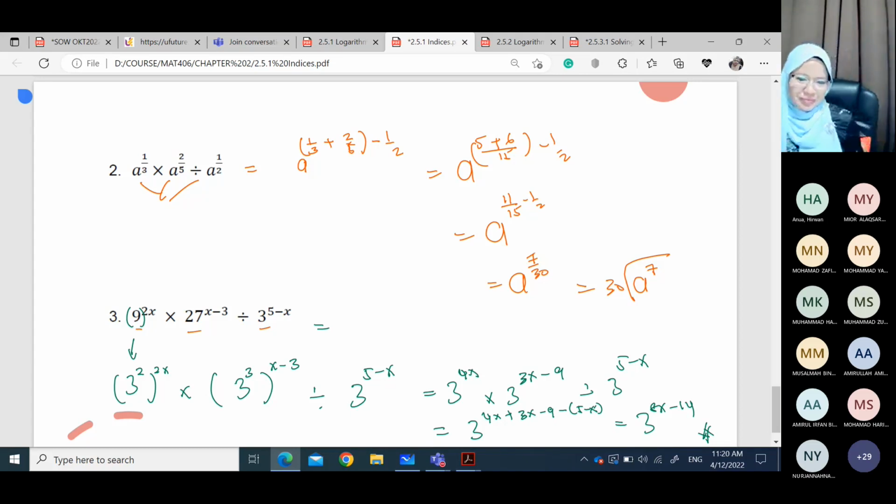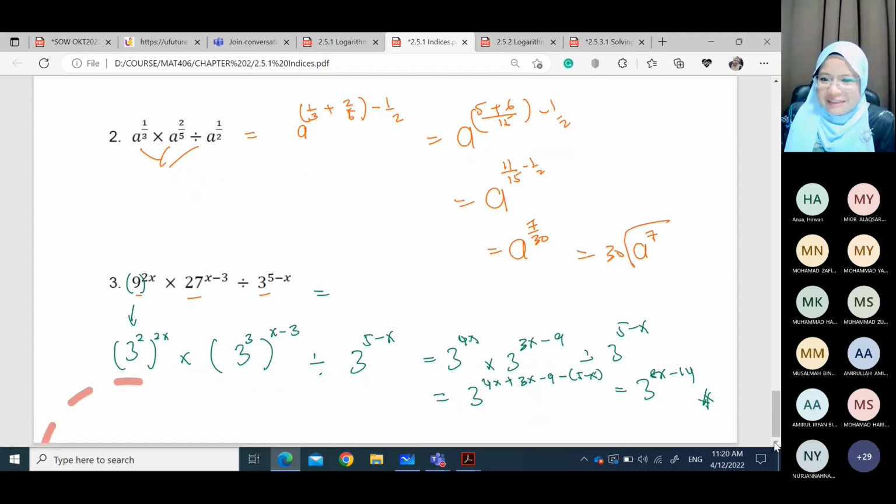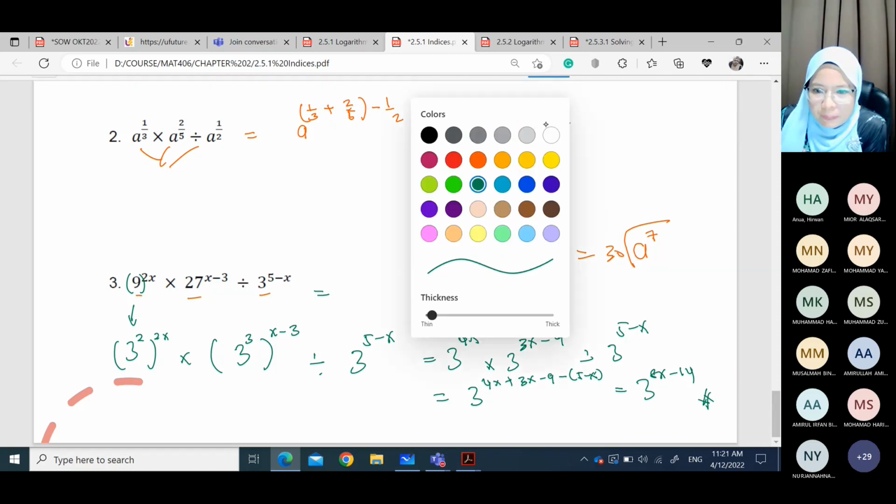Boleh? Real tu 8x ke EX? Mana? 3 power, kita double 8 check. 8x lah. 8x. So 4x.